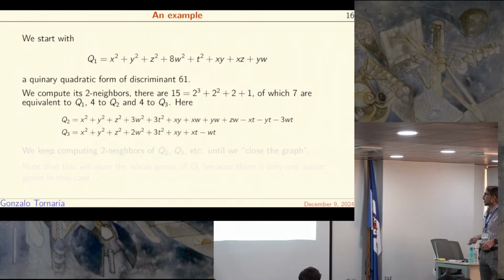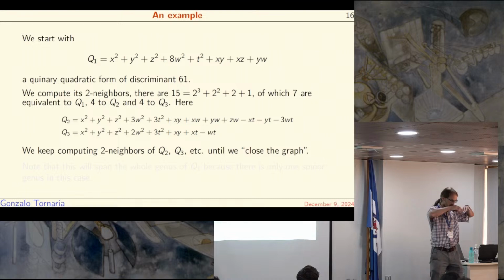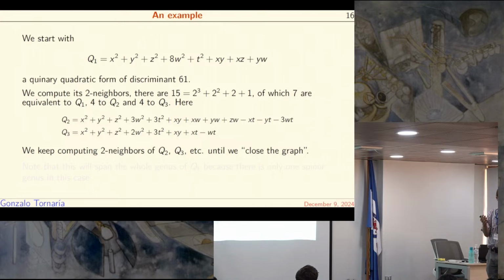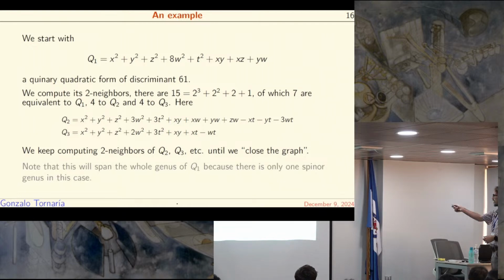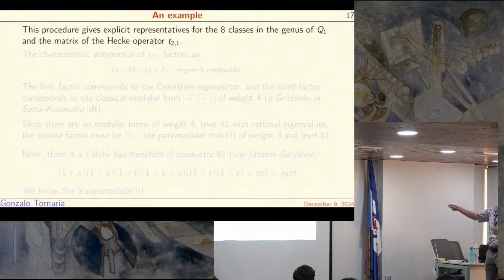And here are Q2 and Q3. You keep computing 2-neighbors. You can imagine it's a graph, or a tree, but the class makes it close, makes it finite, so it's a graph, and you keep moving until the graph closes and there's nothing else to compute. Okay, and there's a technical thing: how do you know you get all the classes this way? In this case, there's only one spinor genus. In general, this process will span a spinor genus, and sometimes you have to take more than one prime, but that's sort of technical. But in this case, we can be sure. And this actually gives 8 different classes in the genus of Q1.